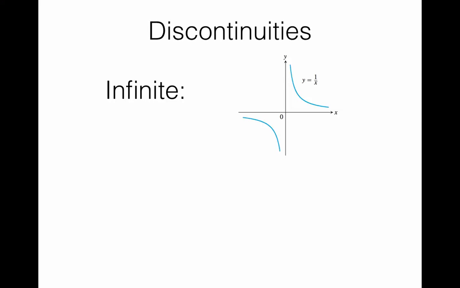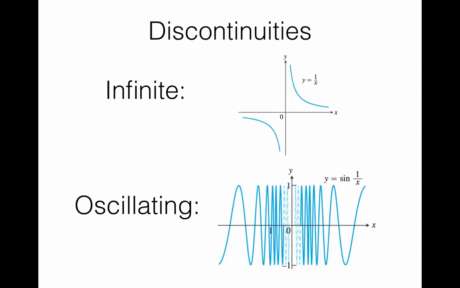The last type of discontinuity is called an oscillating discontinuity. Recall when we were talking about limits that the graph of sine of 1 over x does not have a limit as x approaches 0 because the graph does not approach one single number as x gets closer and closer to 0 from either side. So since the limit as x approaches 0 of sine of 1 over x does not exist, the function cannot be continuous at this point either.